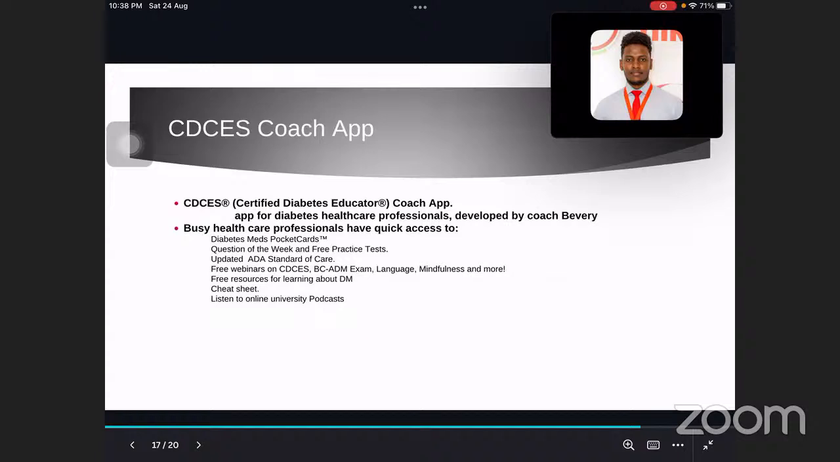Finally, the CDCES Coach app, which stands for Certified Diabetes Educator Coach application. This is an app for diabetes healthcare providers developed by Coach Beverly. And it allows healthcare providers quick access to diabetes medication, a pocket card, also gives the questions of the week, and the updated American Diabetes Association standards of care.